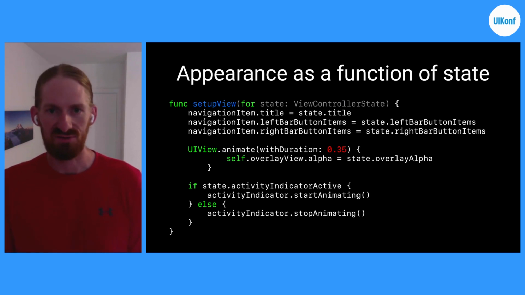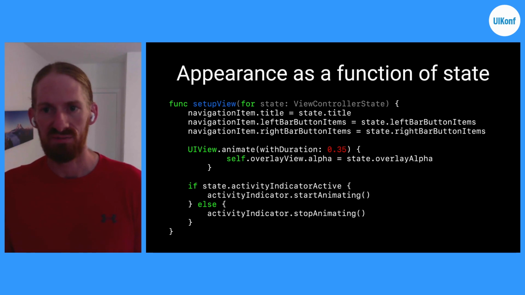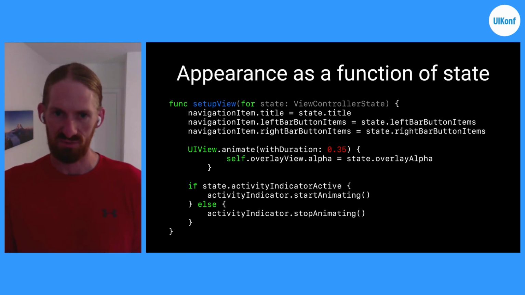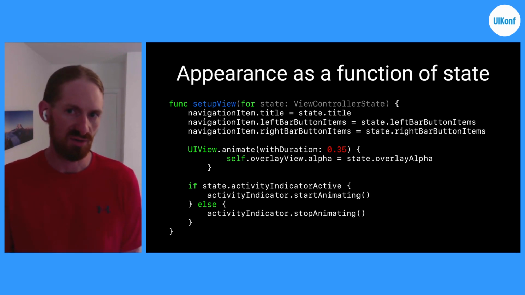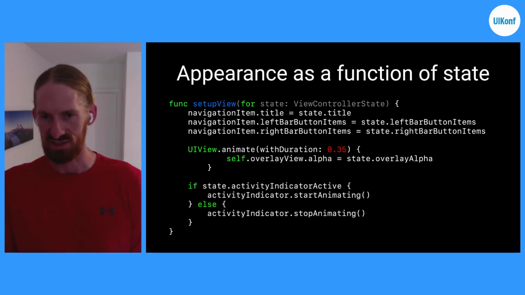A great way to fix these types of issues is to implement appearance customizations as a function of state. We can define a setup view function and pass in the state that we're transitioning to. The function can perform any necessary setup based on the requirements specified by our state enum.